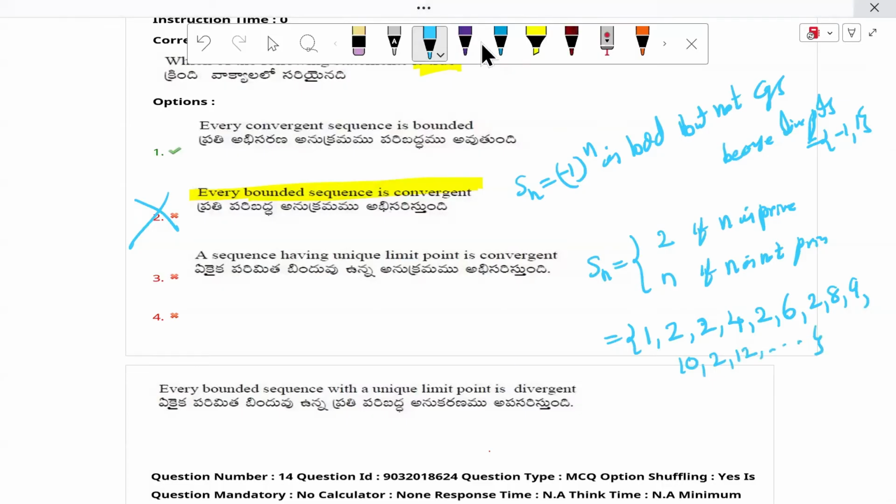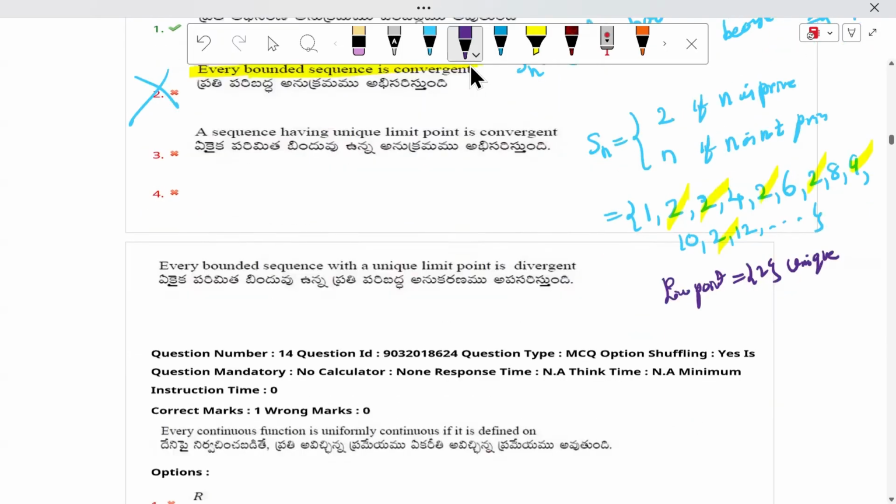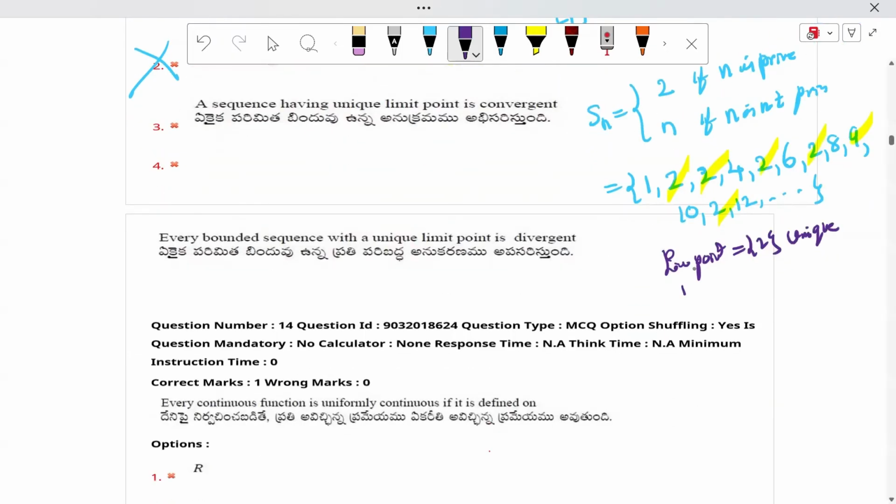So the number of times 2 is repeated is infinite here. Infinite number of times 2. So 2 is the unique limit point. What does the limit point become here? Only 2, it is unique. Just because there is a unique limit point, does the sequence become convergent? It is not convergent.